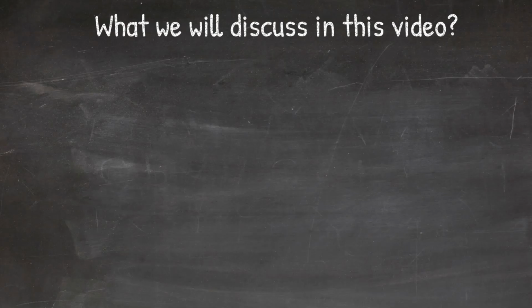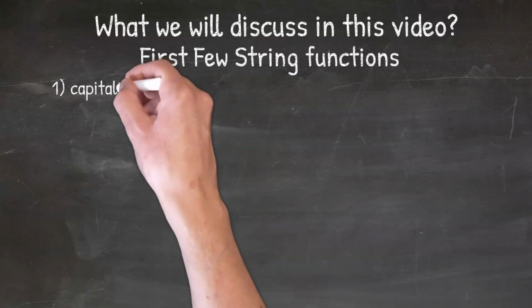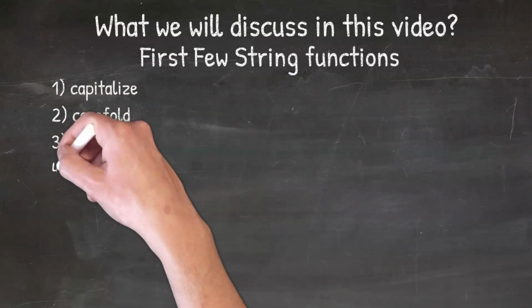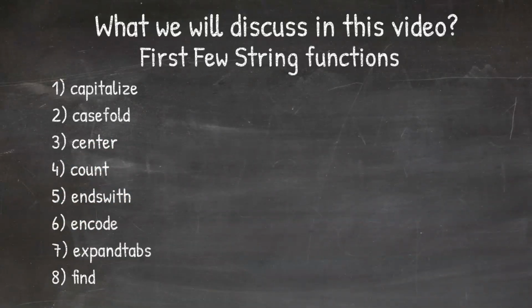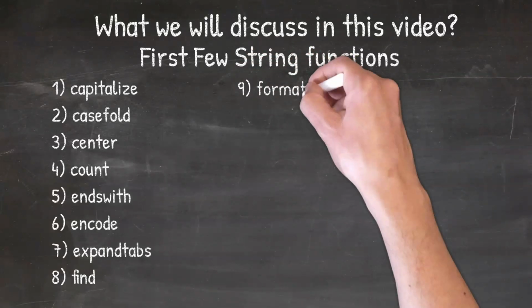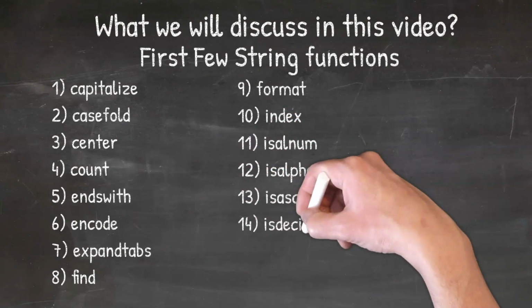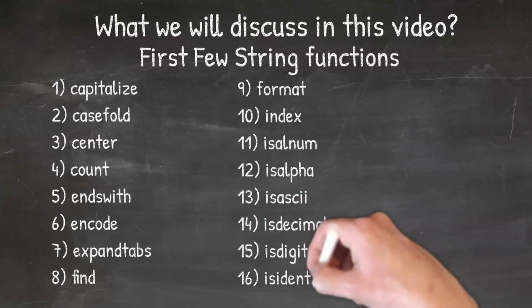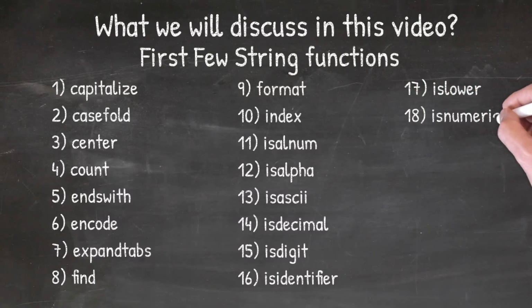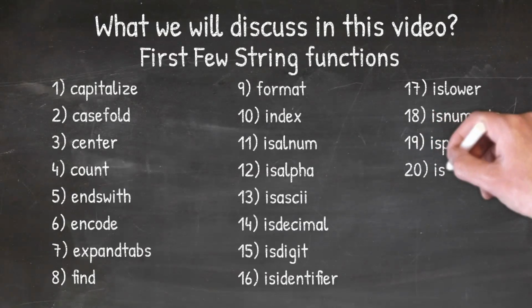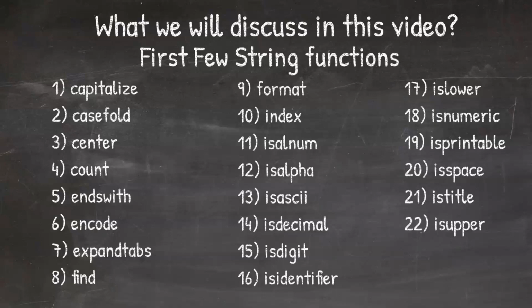Before we start, let's see what are the string functions we are going to discuss today. We will start with the capitalize function, the casefold function, the center function, the count function, the endswith function, the encode function, the expandtabs function, the find function, and then continue with the format function, the index function, the isalnum function, and then the isalpha function, the isascii function, the isdecimal function, the isdigit function, and the isidentifier function. And then the islower function, the isnumeric function, the isprintable function, the isspace function, the istitle function, and lastly the isupper function for this video.